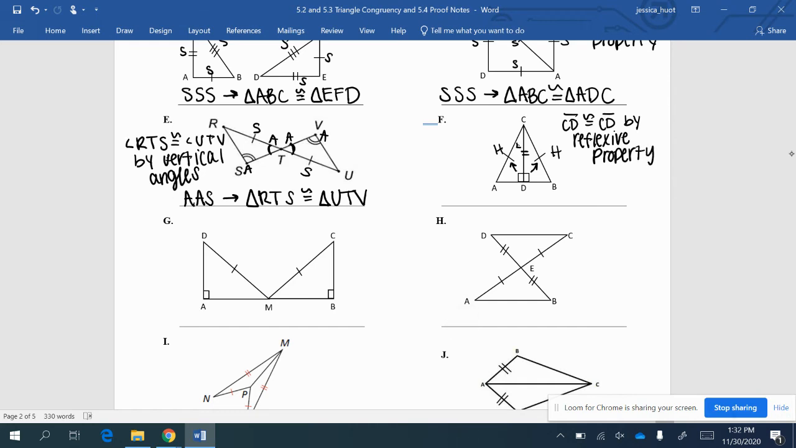Now I have a leg here, so this is going to be HL. I'm dealing with a right triangle. I can see that by that symbol, right triangle. I have my hypotenuse congruent to my hypotenuse and 2 legs congruent. So triangle ADC is congruent to triangle, again, I started here, so I'm going to be BDC right there.